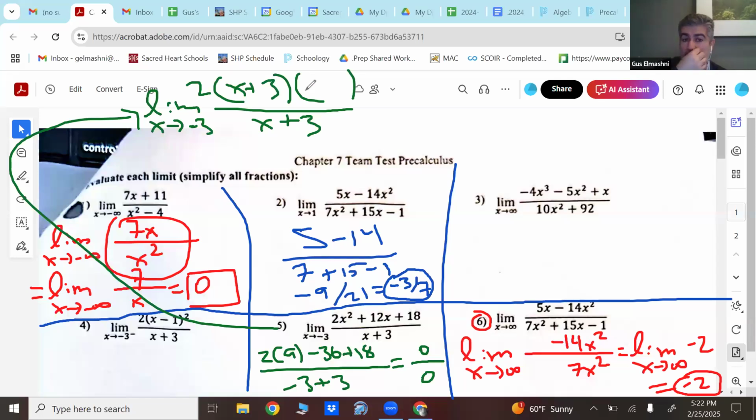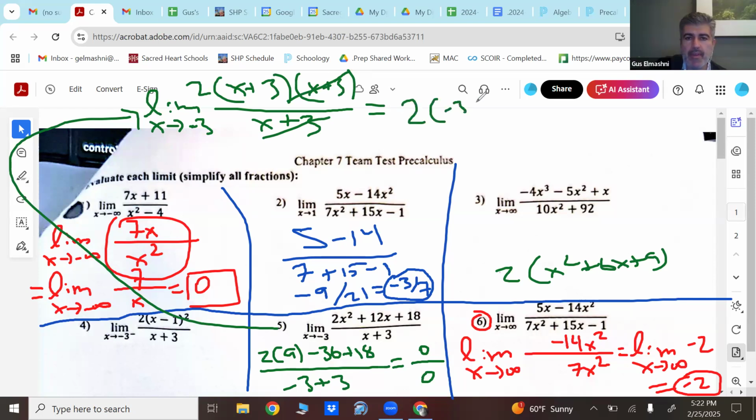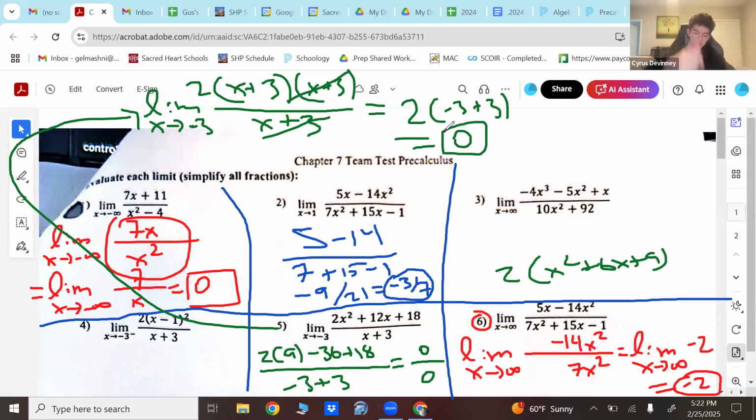Actually, no, wait one sec. Hold on. No, x plus 3, yeah. It's just x plus 3, then x plus 6. Oh yeah, because I should probably pull the 2 out first. I was trying to skip steps. Yeah, so those cancel. And then you can substitute -3. You just get 0 straight up. Oh, okay, I see.